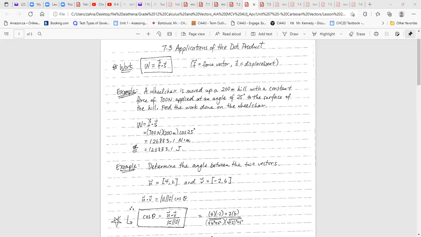W is the force dotted with S. So it's the magnitude of the first vector multiplied by the magnitude of the second vector multiplied by the cosine of the angle between them, which is 25. That would be an example.